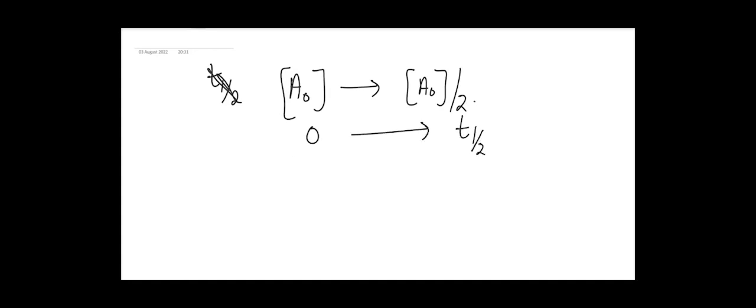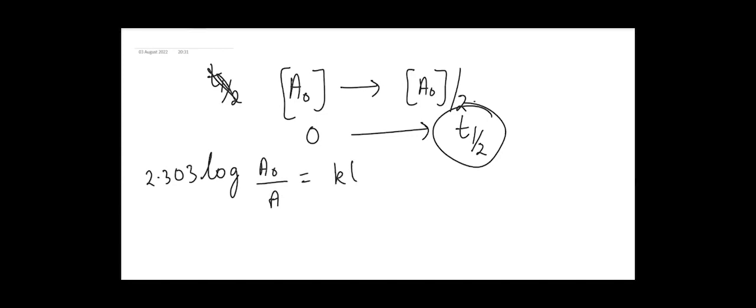So going by the definition, half-life is the time required for the reactant concentration to get halved, that is to change from a naught to a naught by 2, and the time changes from 0 to the half-life which we are required to find. Now going by the relation of the first order reaction which we have just derived, it is nothing but 2.303 into log of a naught by a is nothing but k times t.